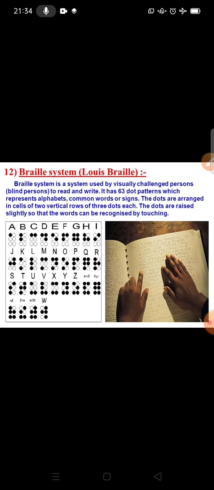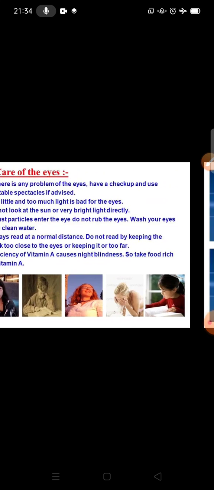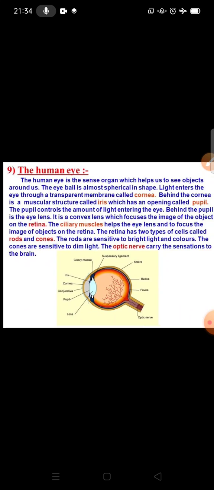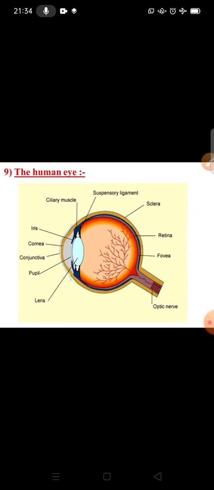So if we talk about eye donation, it is the act of donating one's eyes after death. Only the cornea of the eye will be transplanted to a blind person whose cornea is damaged. Listen carefully students, eye donation is an act of charity and totally voluntary, and it is only done after the death of the donor.